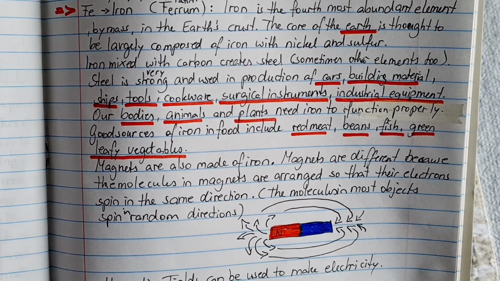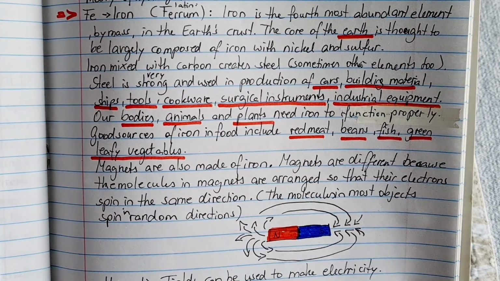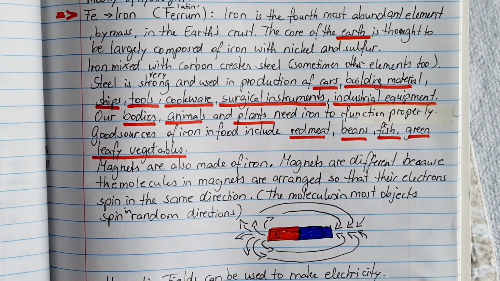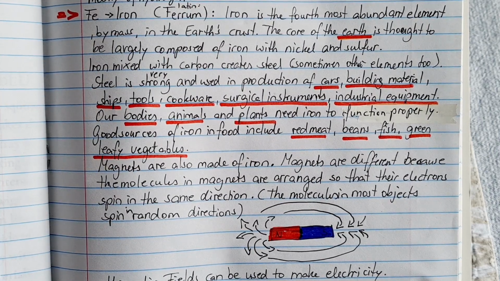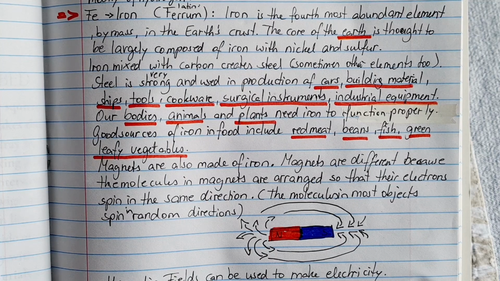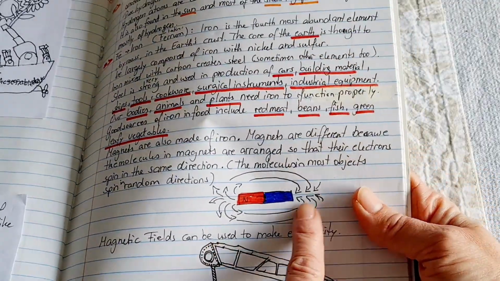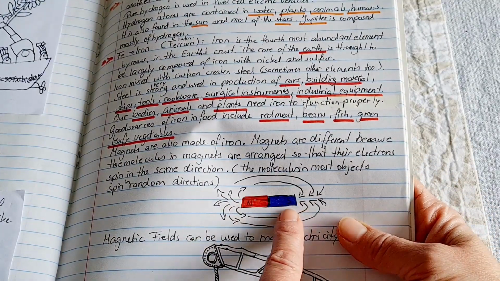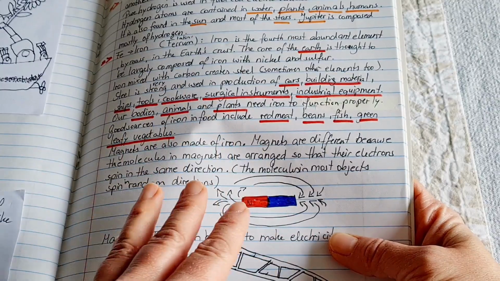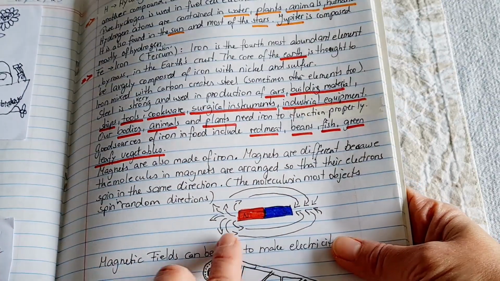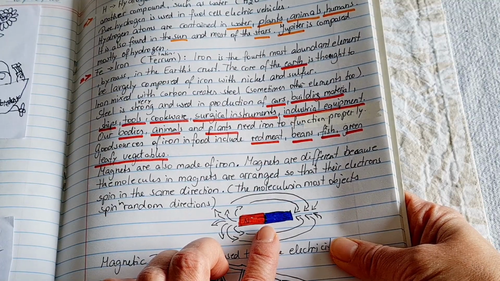And because Ben likes magnets, we also quickly researched magnets. Magnets are also made of iron. Magnets are different because the molecules in magnets are arranged so that their electrons spin in the same direction. The molecules in most objects spin in random directions. If you have a piece of iron, like this one here, I just colored in each end with different colors. If they spin at random, they don't really do anything. But here they have been arranged so that all the electrons spin in the same direction.